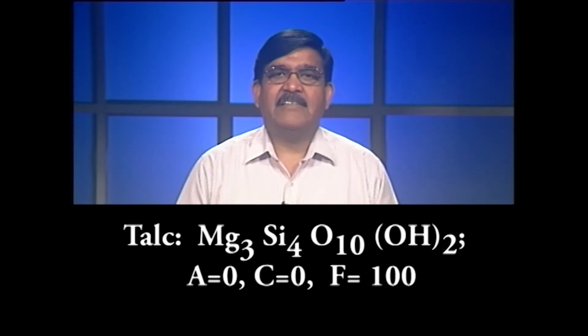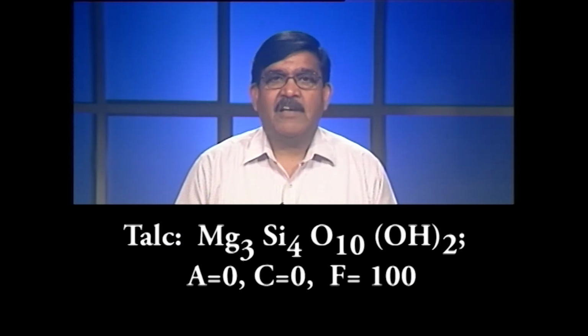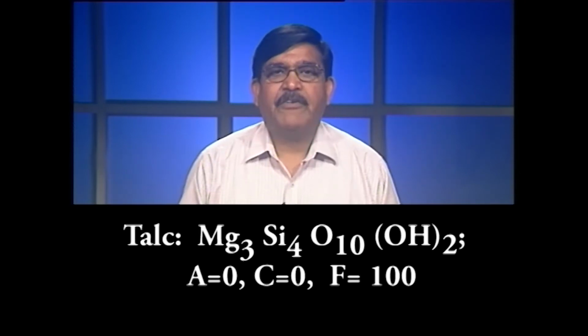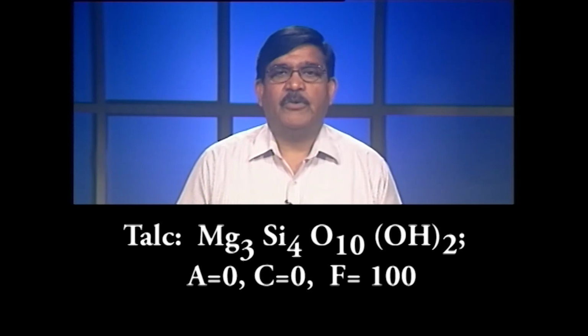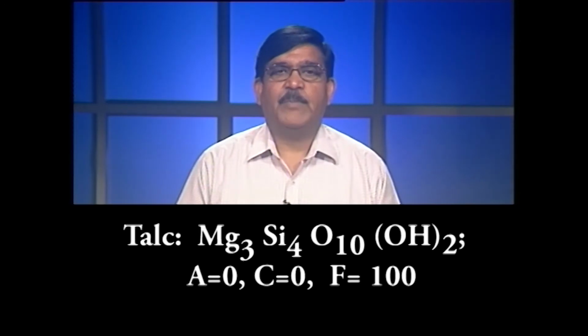For example, talc, the chemical formula is Mg3Si4O10(OH)2. If during calculation we look at the formula of talc, there is no A, no C, only F is present, that is F equals thrice MgO. Therefore, the value of A equals 0, C equals 0, F equals 100%.